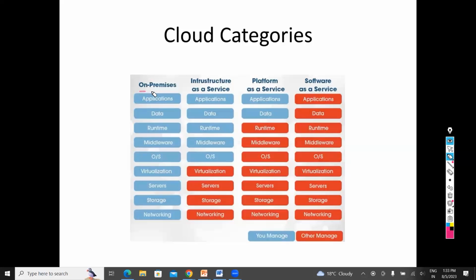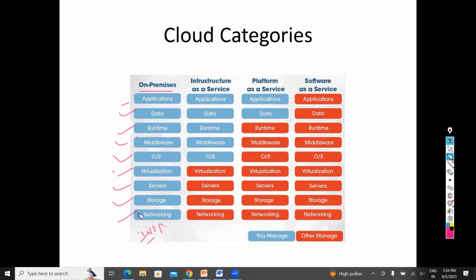When we say on-prem environment, when we are not using a cloud service, we are managing networking, storage, servers, virtualization, OS, middleware, runtime, data, and the application. Even before that, we are using the infrastructure: racks, electricity, networking, and we are taking care of switches. If one switch goes down, we have to add two switches.